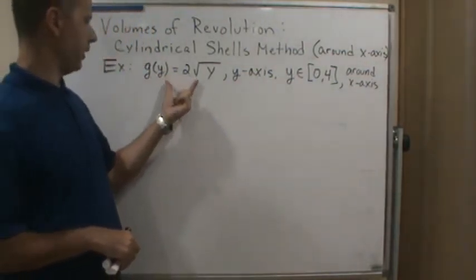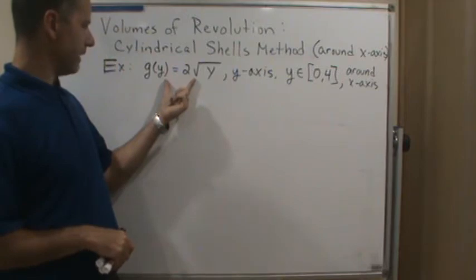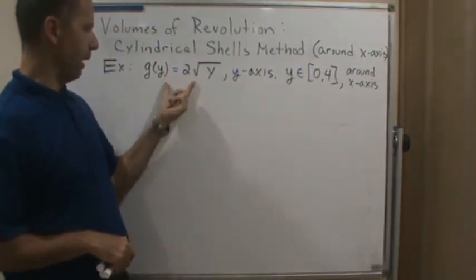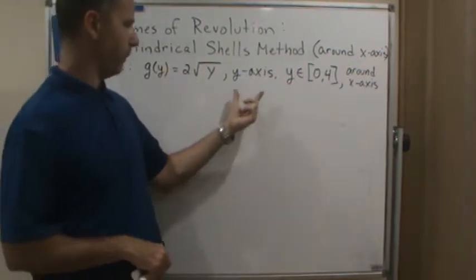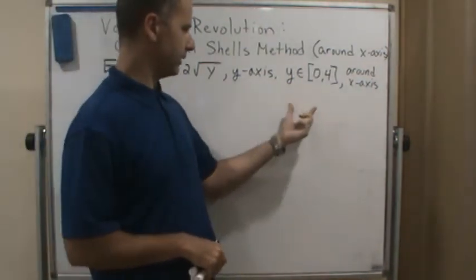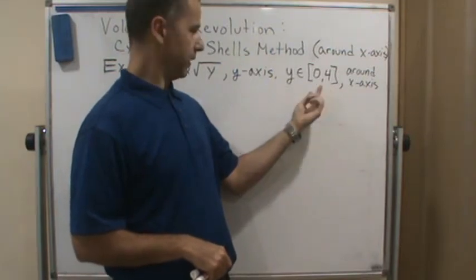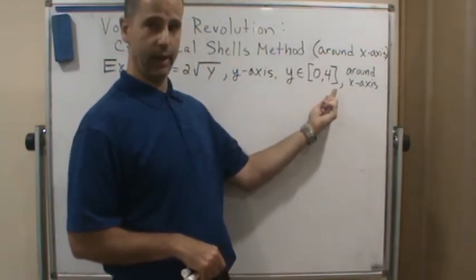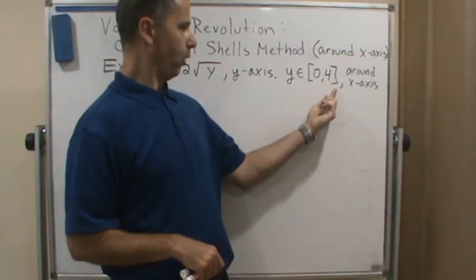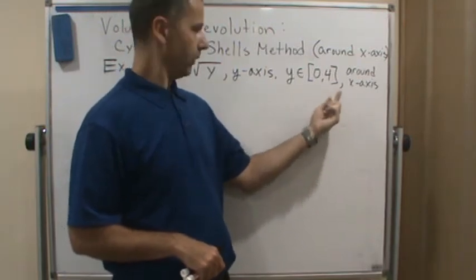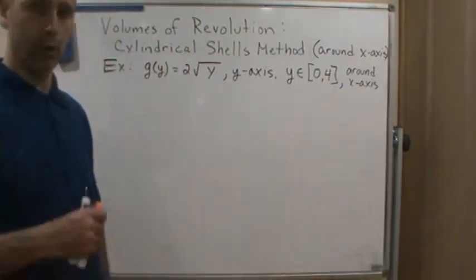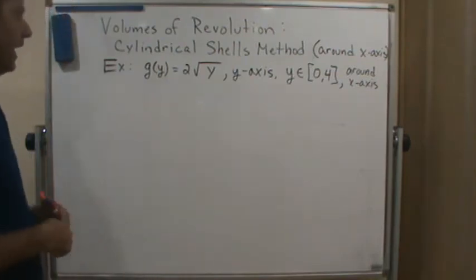So we're going to be bounded by this function here. So this is going to be bounded to the right, and we're going to be bounded on the left by the y-axis, and this is going to be the interval that we're going to be bounded by. So y equals 0 to y equals 4. So this is our C and D. Okay, and then of course we're revolving around the x-axis.